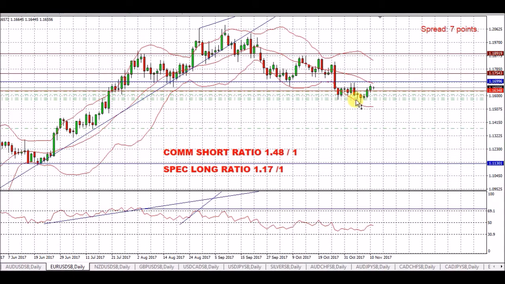Euro USD, again, we're tending to make lower lows. It's been in sideways movement for the last 2.5 weeks, so I am expecting a break to the short side on this. We've got a short ratio of 1.48 to 1. Obviously, we've got the new figures out tonight.